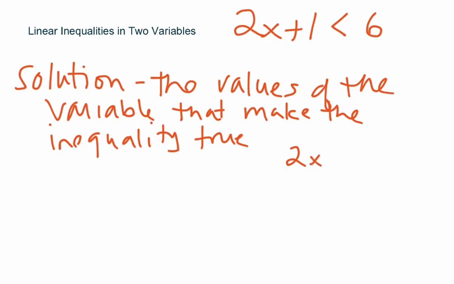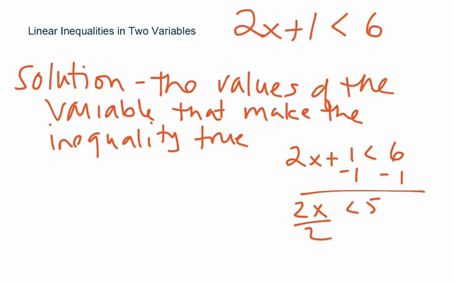So we have 2x plus 1 is less than 6. We subtract 1 from both sides. 2x is less than 5. Divide both sides by 2. And I'm going to go ahead and change that over to a decimal. So x is less than 2.5.